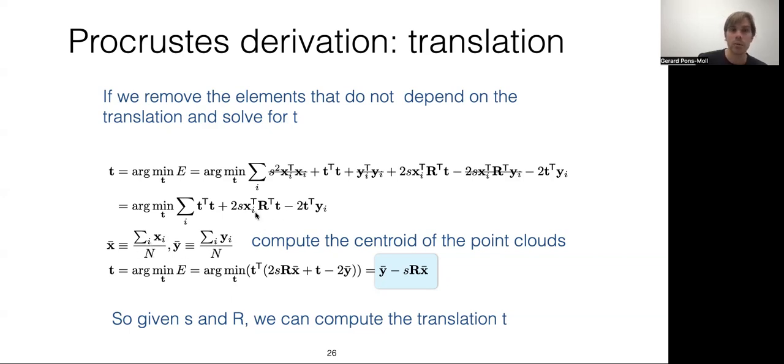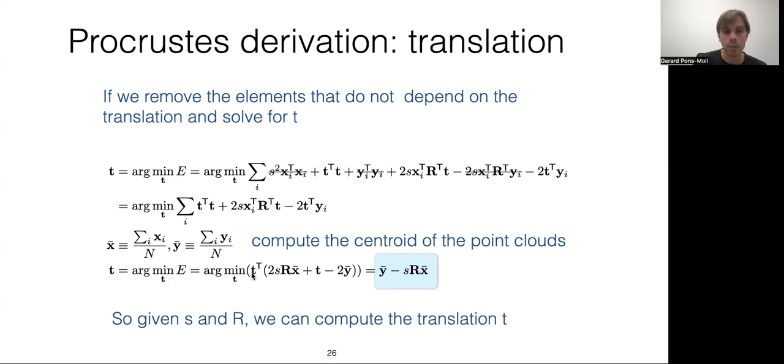So we can change variables here in order to obtain an expression that does not depend on the summation. We can compute the centroid and do a change of variables to go from here to here. And we obtain the following minimization over here.